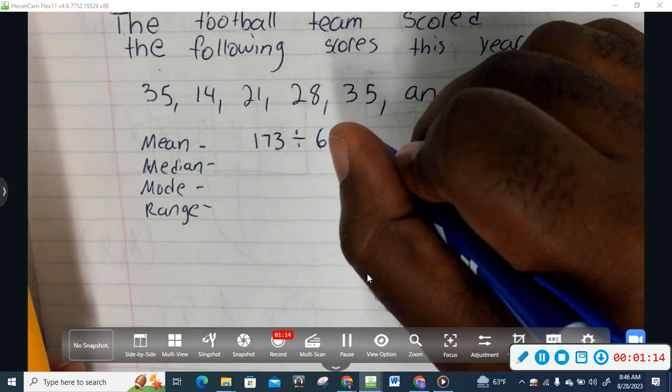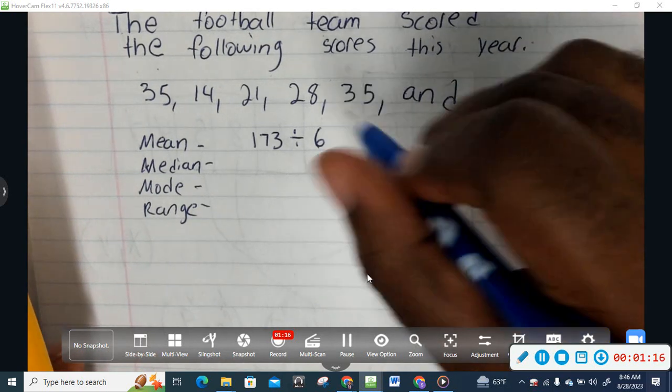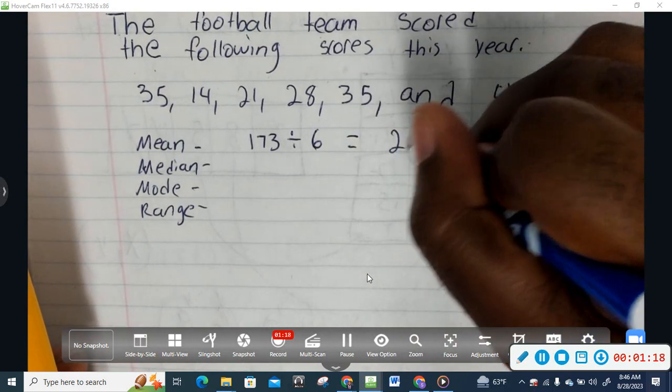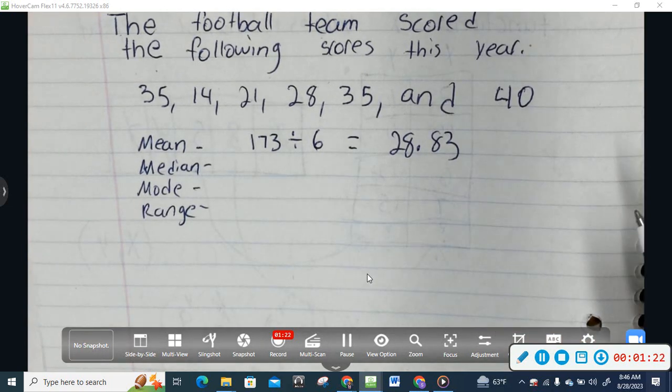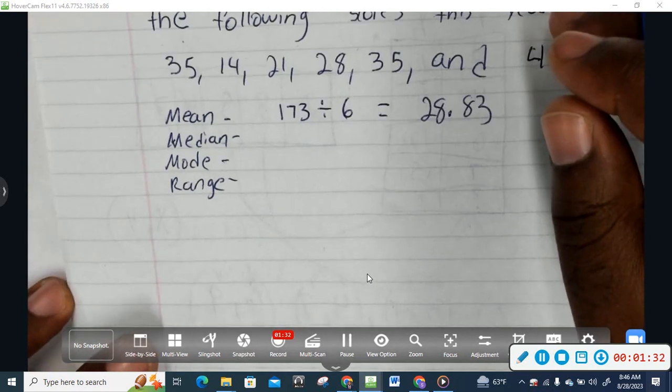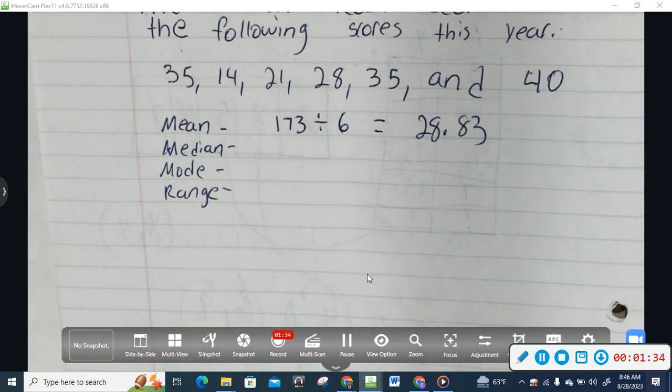28.83, my bad. 28.83. So that's how many points did the team average per game. That's how many points they average per game. 28.83. Anybody get anything different? Alright. Good, so that's mean. Now we got median.